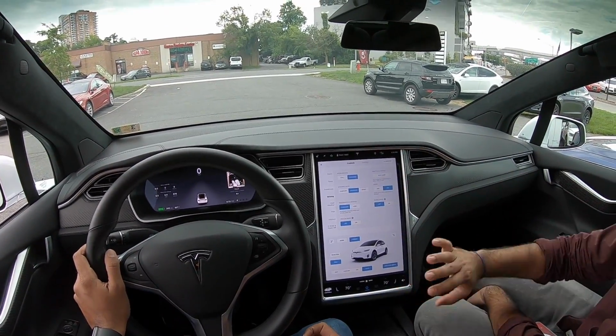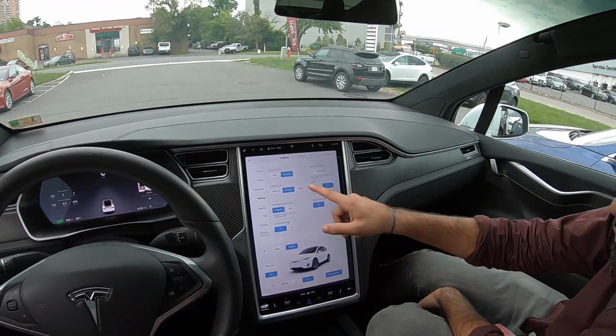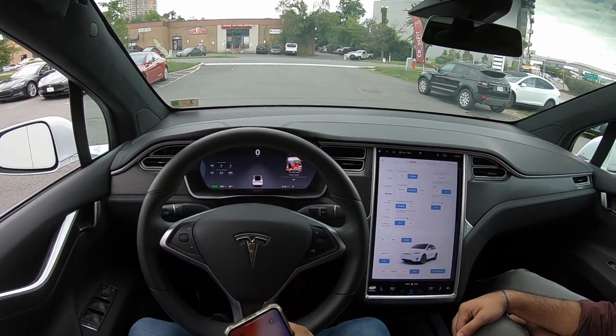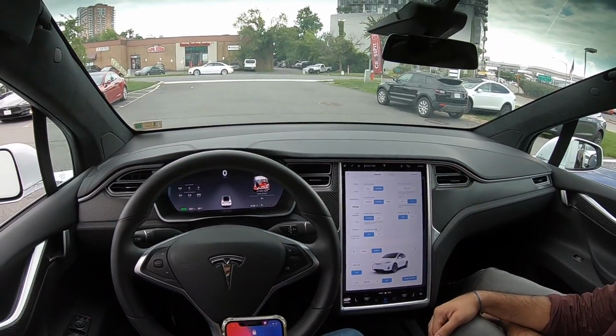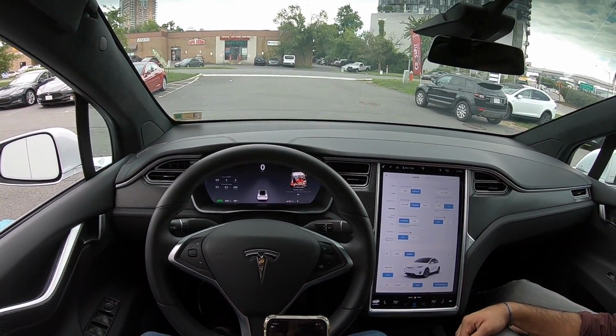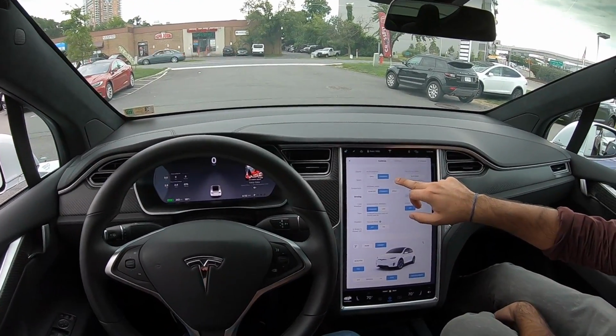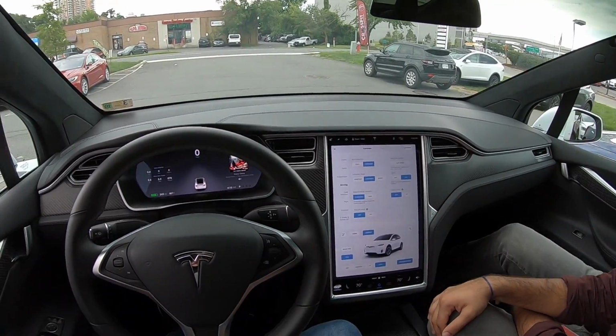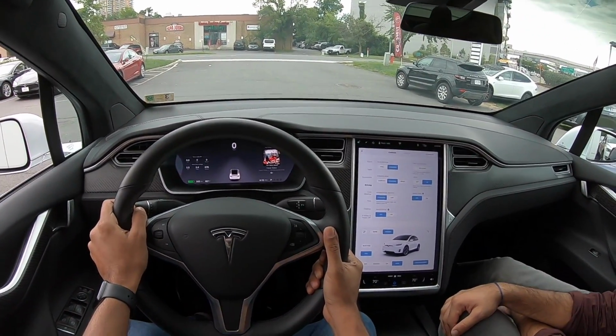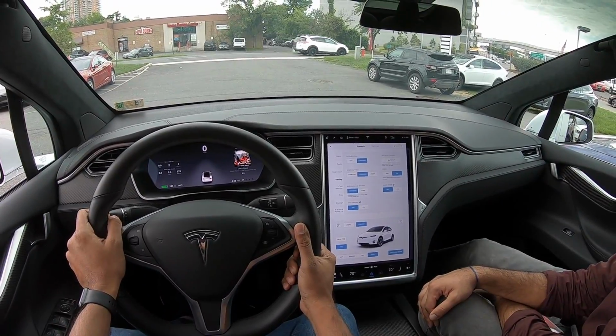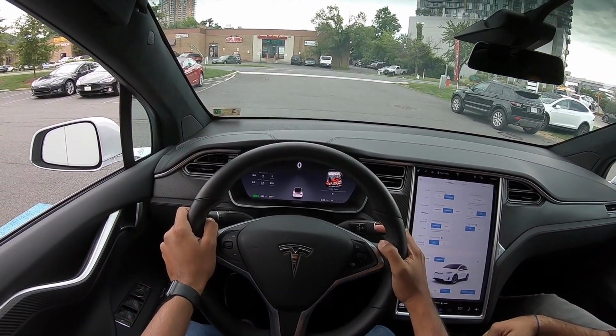So what's the 0 to 60 time? For this one? Ludicrous mode is 2.9. 2.9 for this one? And what about the other one? The P100D? No, I mean for the ludicrous P100D, it's 2.9. For this one here, it's maybe 5. Okay, 4.9. All right. So go ahead and shift down for drive.